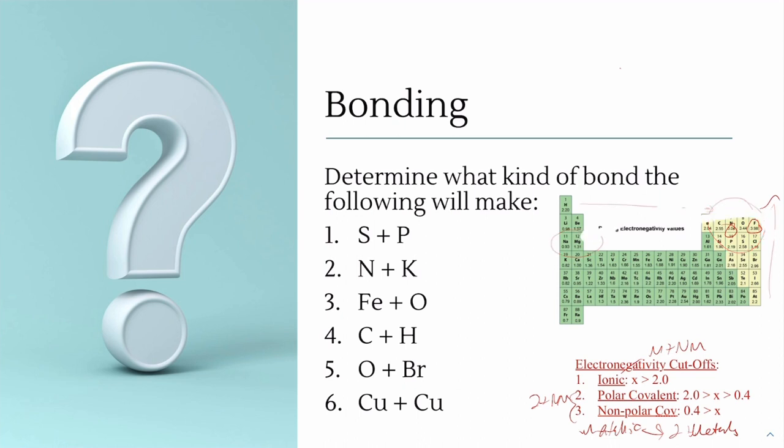So now, looking at the first question then, sulfur and phosphorus, right? So sulfur is right here, and phosphorus is right here. Now, that's two nonmetals, so I'm going to expect this to be a covalent bond. But what type of covalent bond will depend on the differences in electronegativity values.